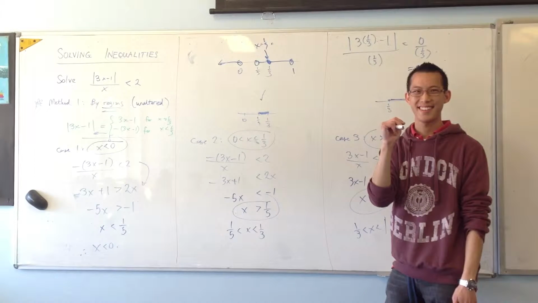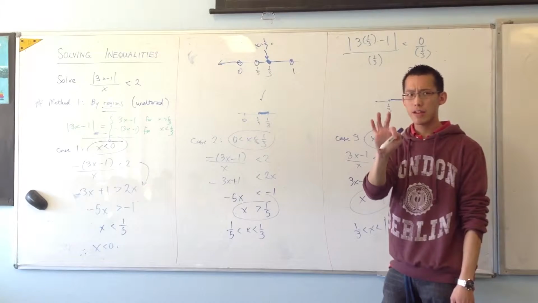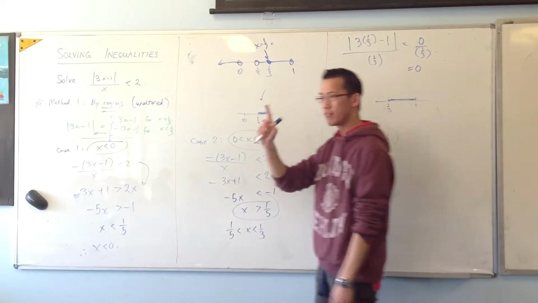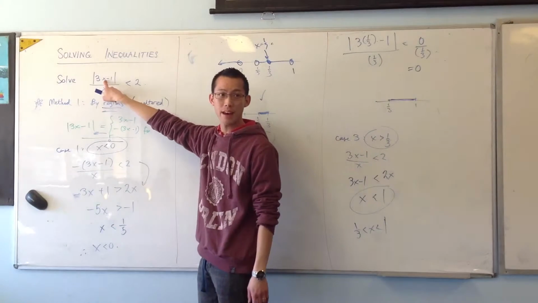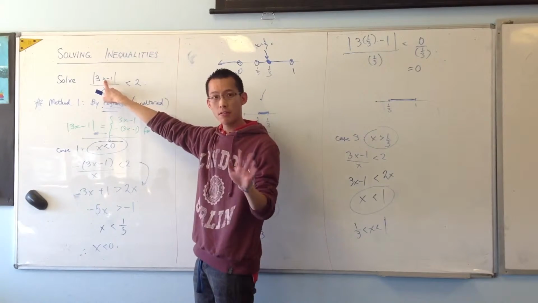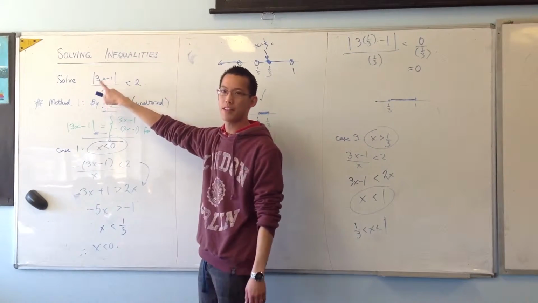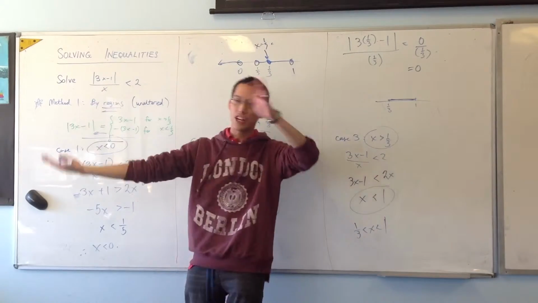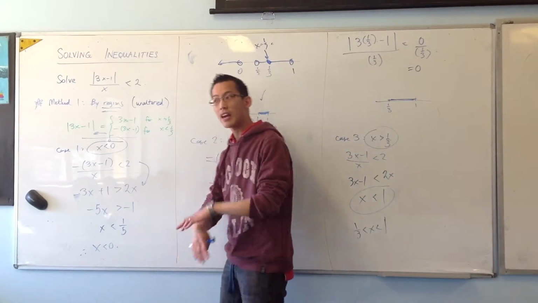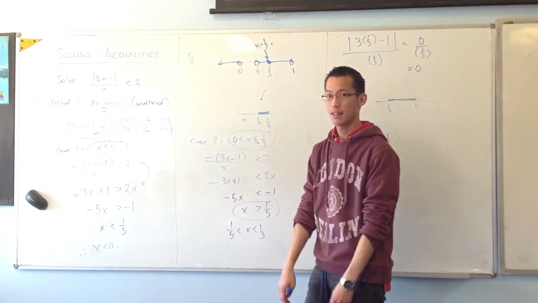Where did the 3 regions come from? One region came from the absolute value, right? The other region came from the fact that I had to multiply by this x, and multiplying by x means which way do you go and so on. So to get away from that problem, this is method 2.